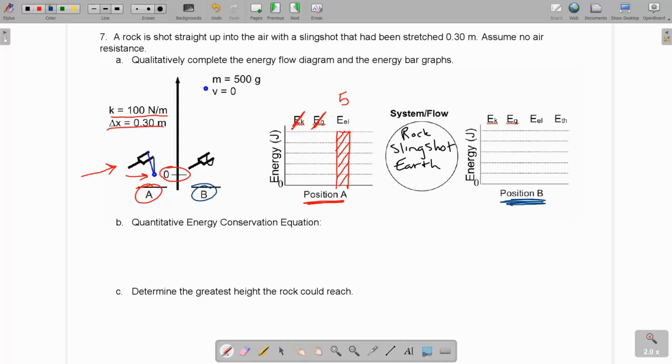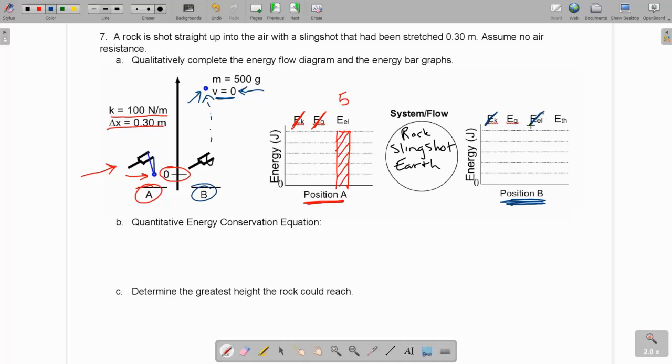In situation B, it shows that the rock is now up here. It has gone up in the air after it was shot. It does give us the mass, and it tells us that the velocity is 0. So it is implying that the rock has reached its peak. Since the velocity is 0, we know that there's no kinetic energy involved here. The object does have a height now. We don't know what it is, but we know that it has gravitational potential energy, so let's come back to that. And then the rock is no longer in contact with the slingshot. It is not stretching the slingshot anymore, so there is no elastic energy.